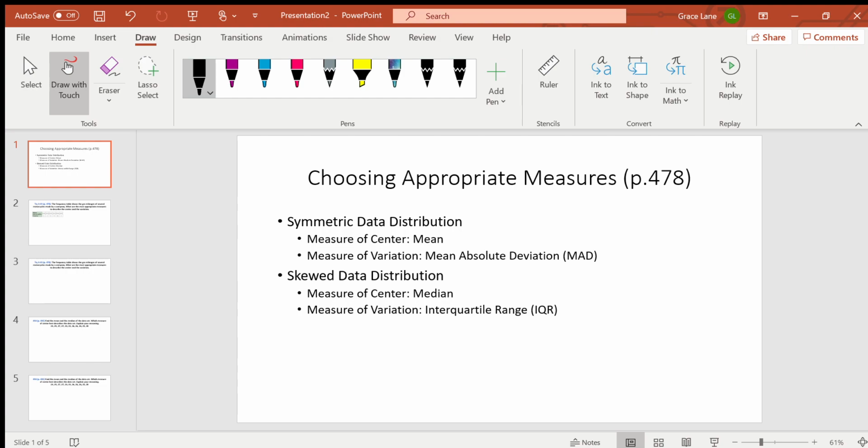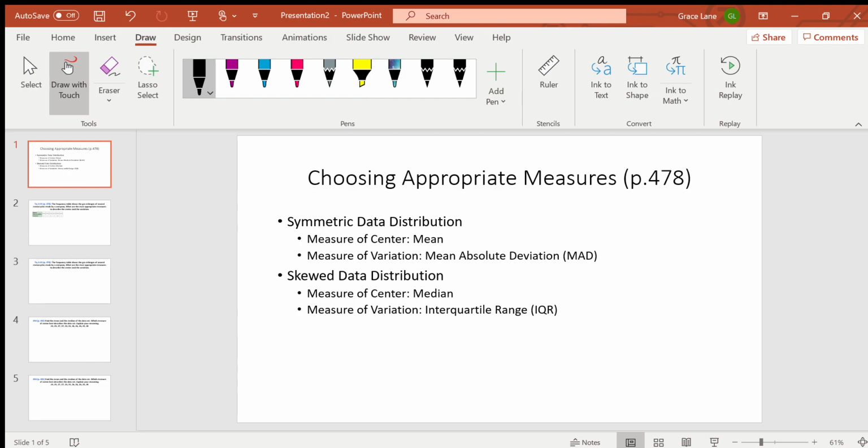If you remember from last chapter, we were talking about the measures of center, which were the mean, the median, and the mode, and different types of measures of variation, which were the IQR and the MAD. Both the measure of center and the measure of variation help you to describe the distribution of a data set. As we look at different graphs, the shape of a graph, either symmetric or skewed, can help you choose which measures are the most appropriate.